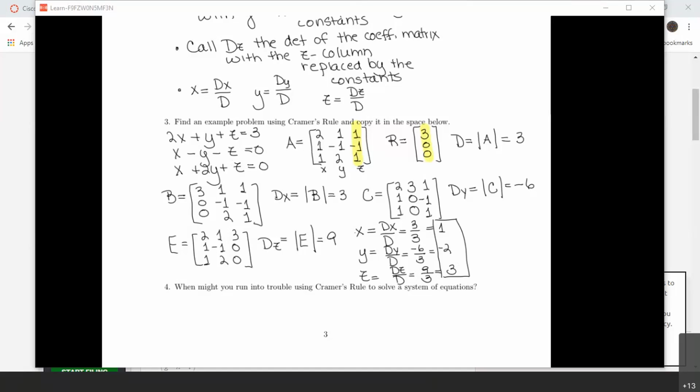Anybody have any thoughts? There's no wrong answer here. It's your opinion. Okay. Well, I'm talking about this system right here in number 3. If you came across this and you wanted to know what's X, Y, and Z, how would you solve it?